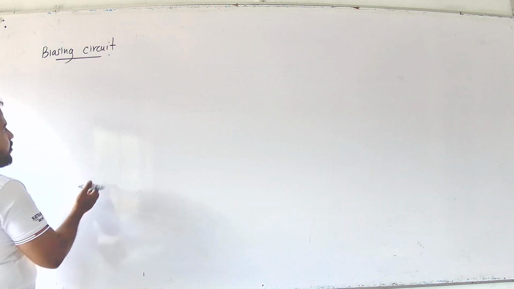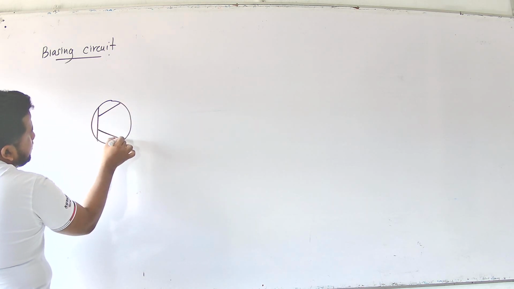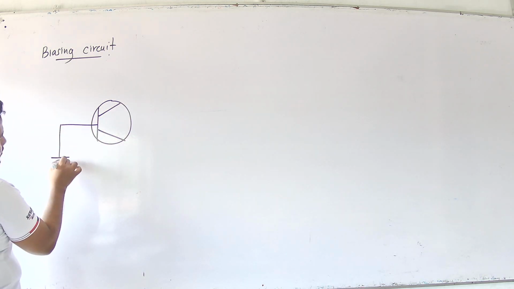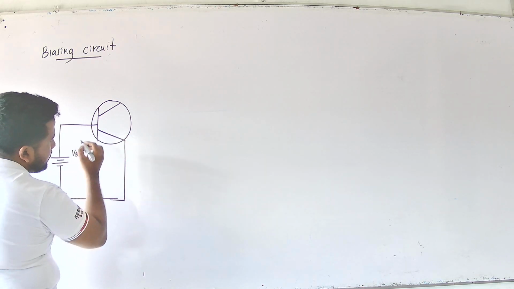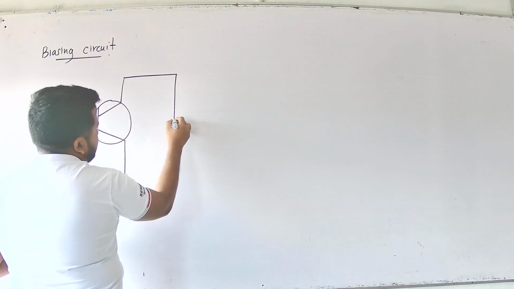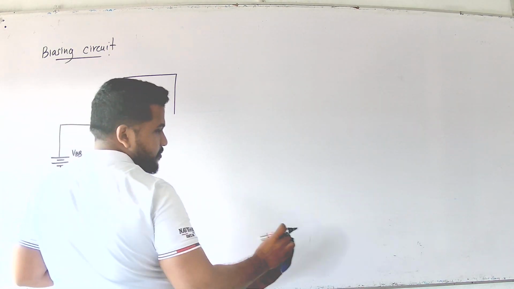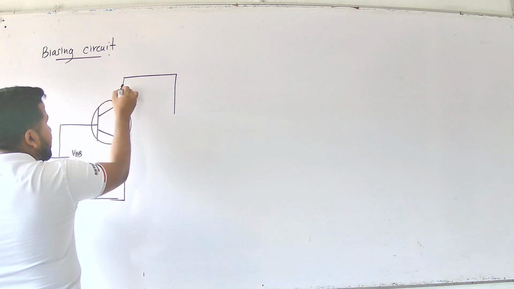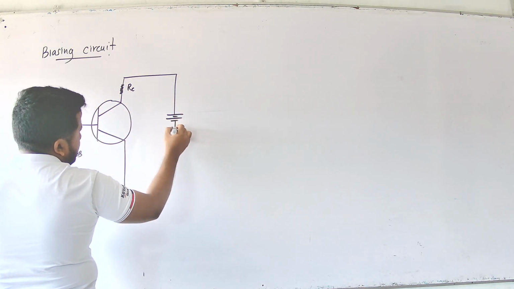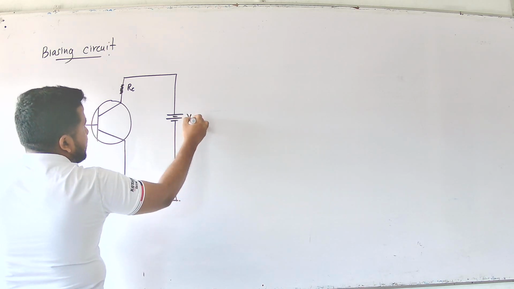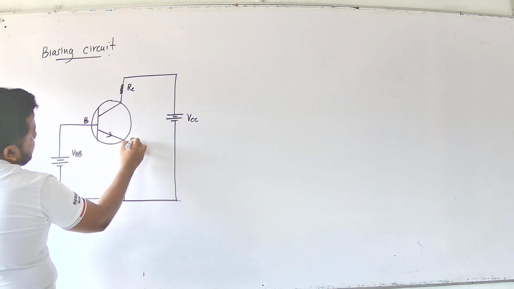Right? So this is the diagram. So we need to bias B and E to forward bias. We are using VBB. So in this case, I will use the RC, VCC. This is base, emitter, collector.